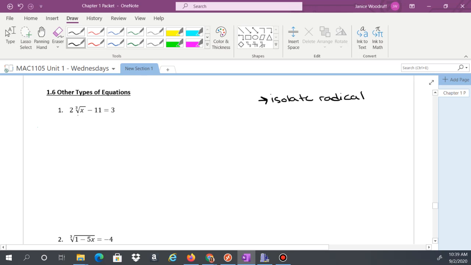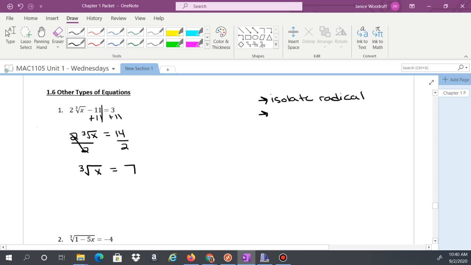Okay, so what I would do is start with the minus 11 and add it to both sides. Those are going to cancel out. I'm going to have 2 times the cube root of x equals 14, 11 plus 3. And then I'm going to continue isolating. I have 2 times the cube root of x, so I'm going to divide both sides by 2. I'm going to get cube root of x equals 7.